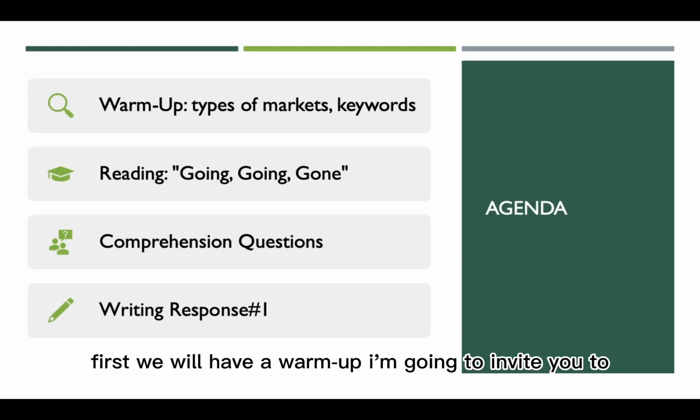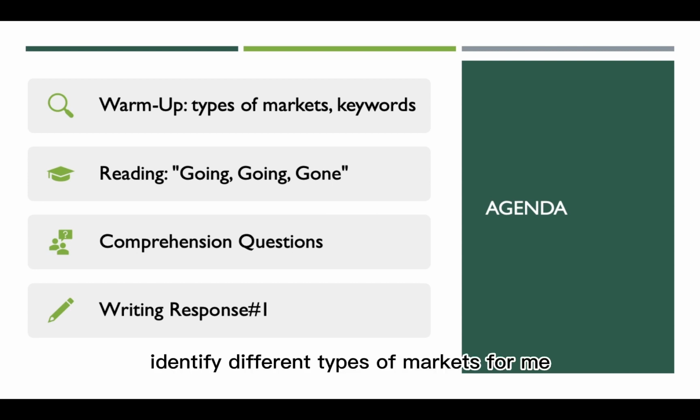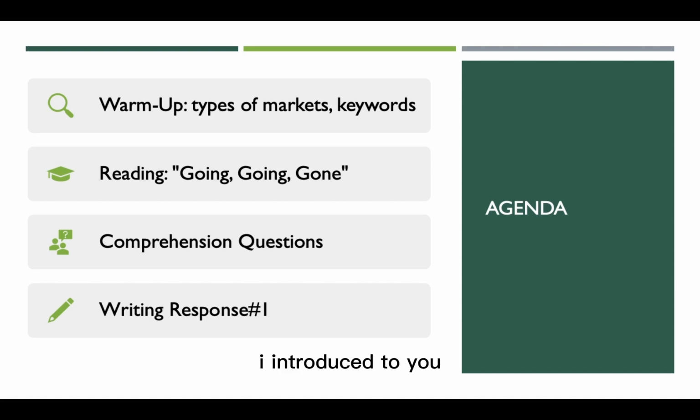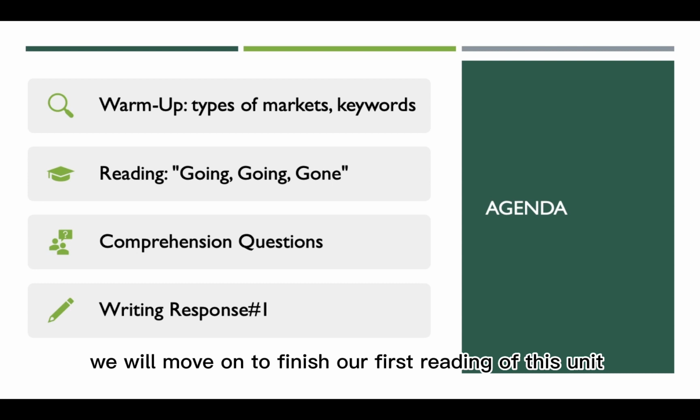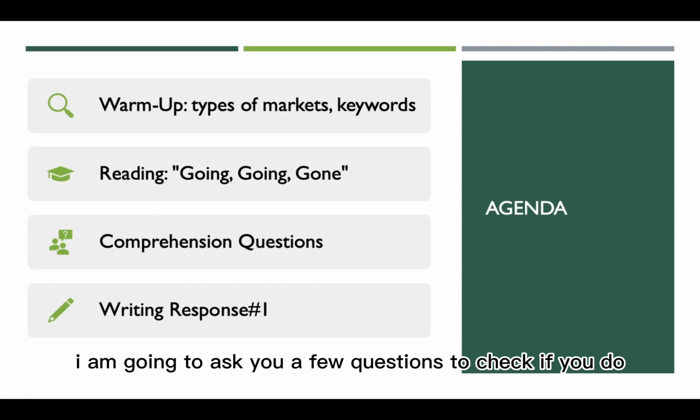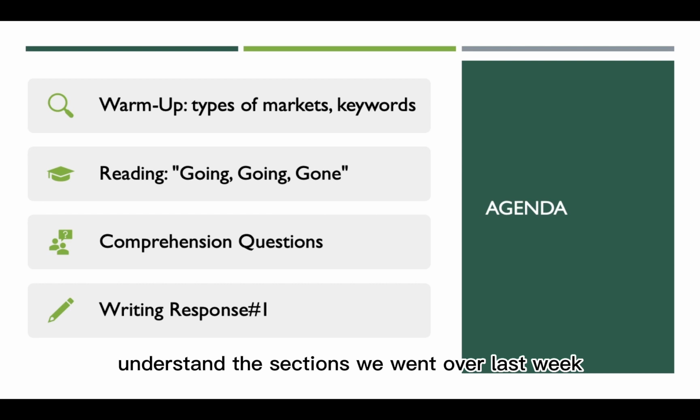First, we will have a warm up. I'm going to invite you to identify different types of markets for me. Then I am going to ask you a few questions about the keywords I introduced to you. Then we will move on to finish our first reading of this unit, Going, Gone. But before we move on to the new paragraphs, I am going to ask you a few questions to check if you do understand the sections we went over last week.